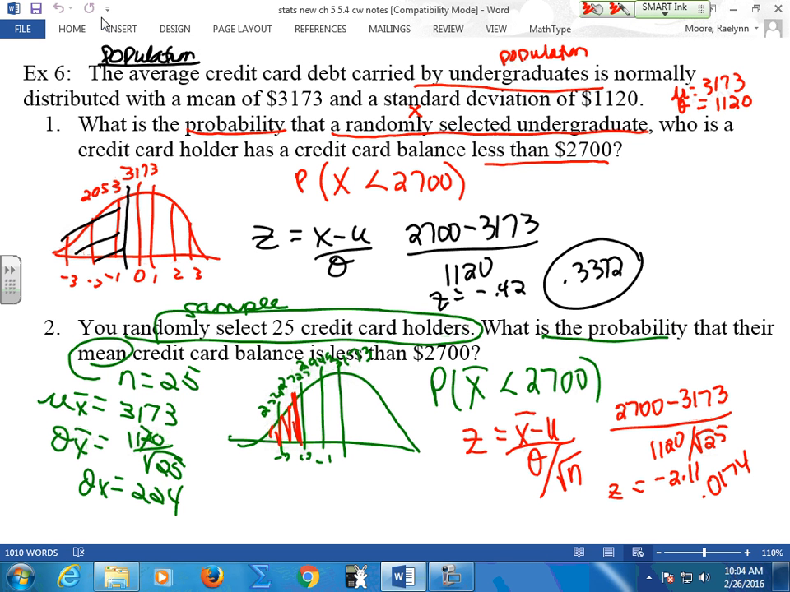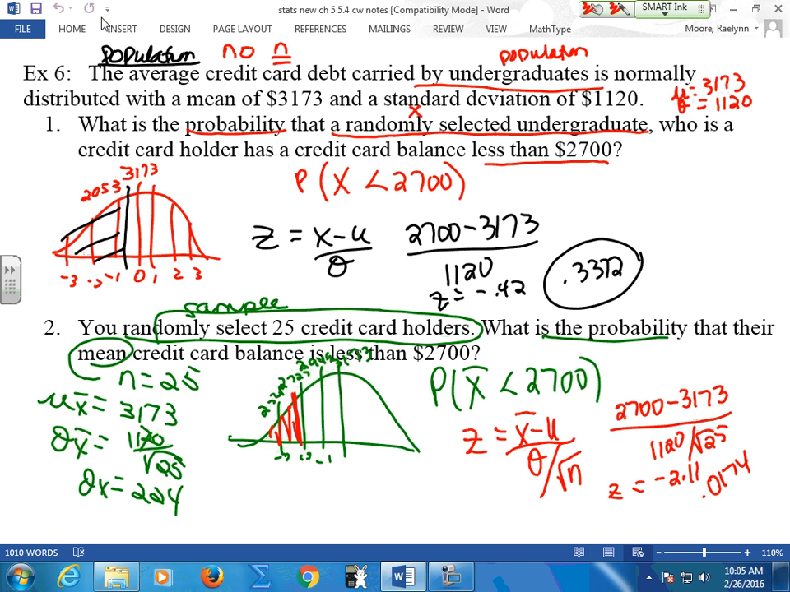So do you see the difference between the population and the sample? Because of certain keywords we're looking at. This doesn't have any n, no n. They talk only about a population. And they do have to tell us that their population is normally distributed.